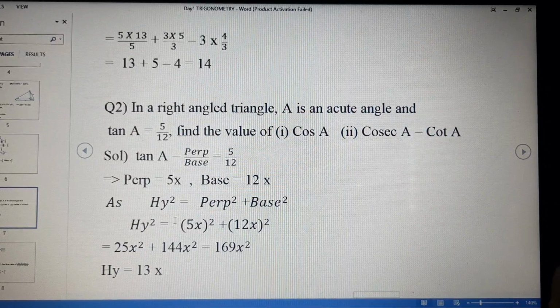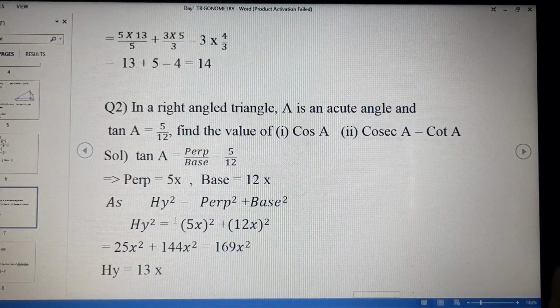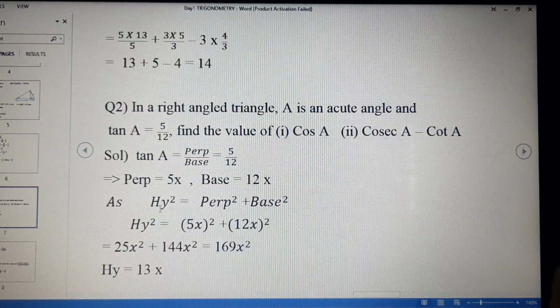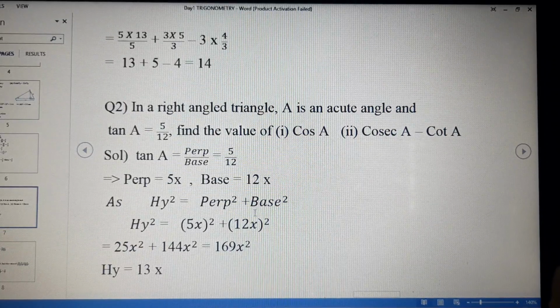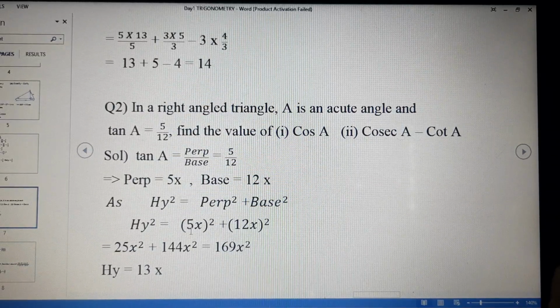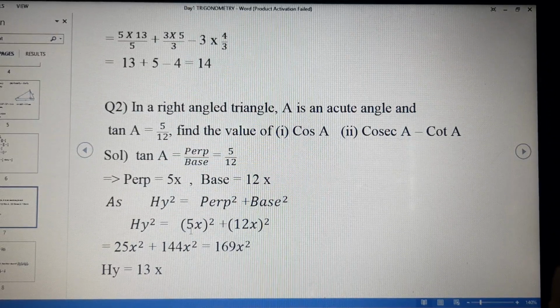Then we will use Pythagoras theorem. We have put the values. Clear? I hope everyone knows Pythagoras theorem. Hypotenuse square is equal to perpendicular square plus base square. Remember, the entire trigonometry revolves around a right angle triangle, and Pythagoras theorem is true for a right angle triangle.